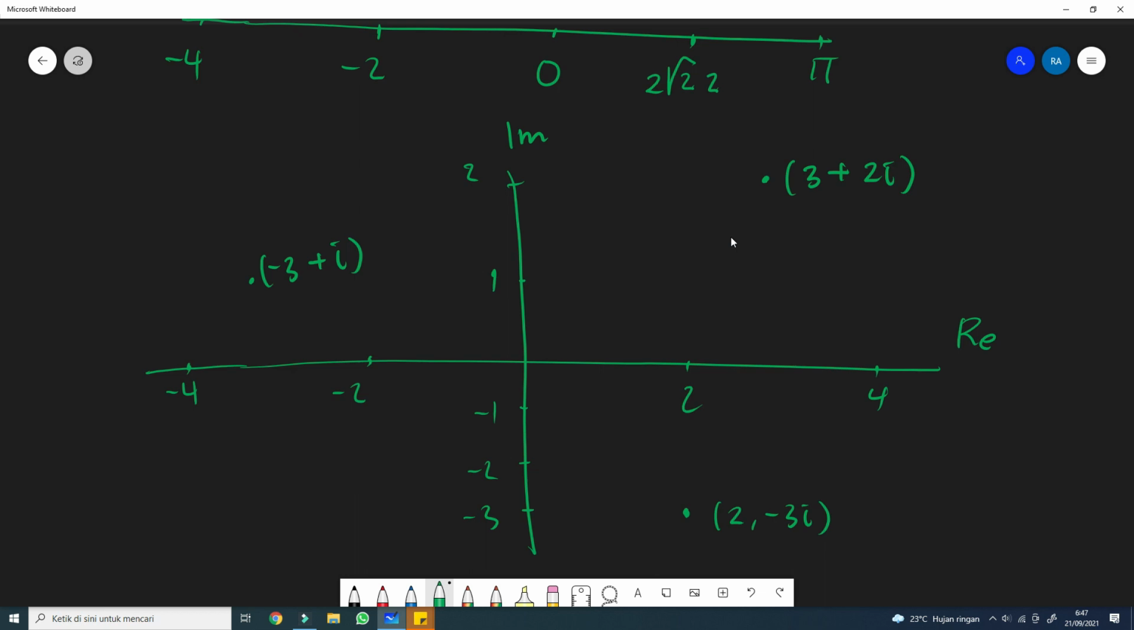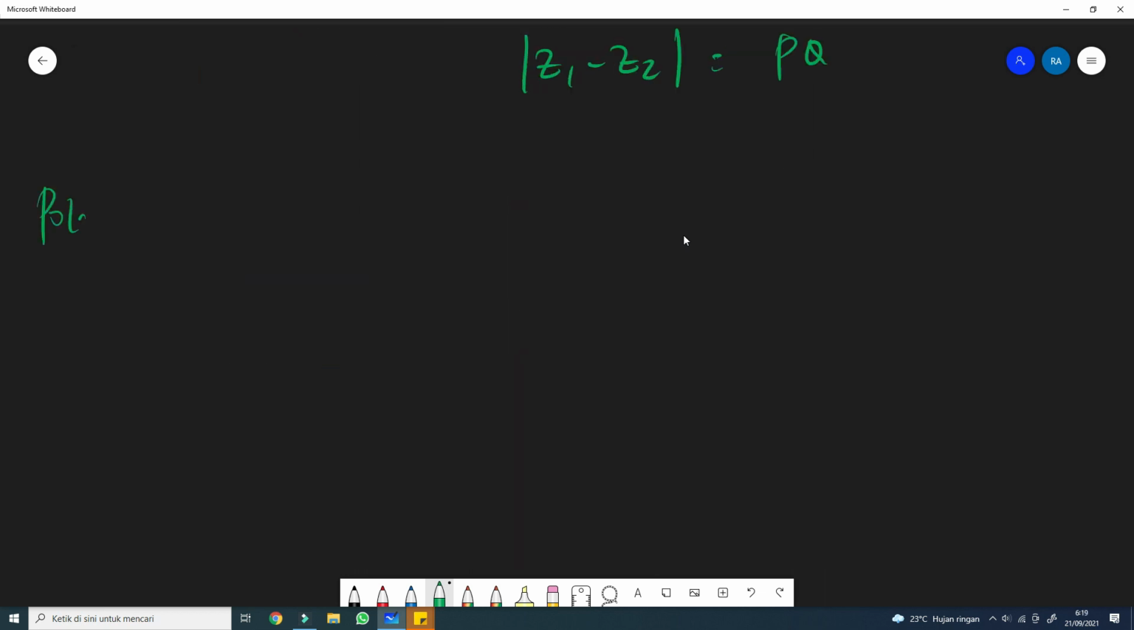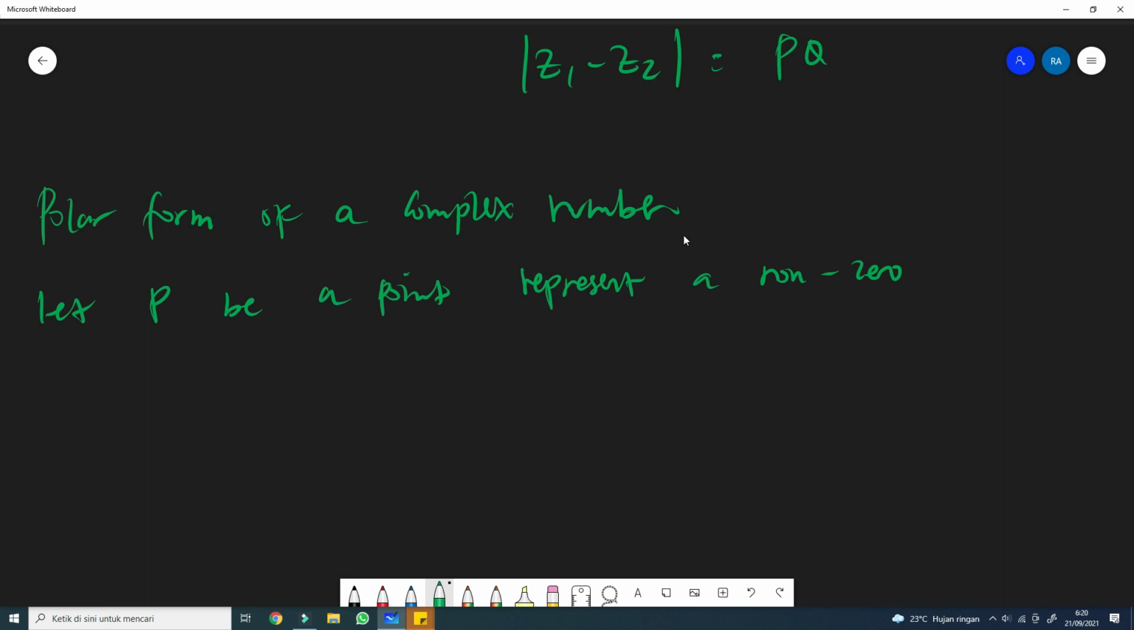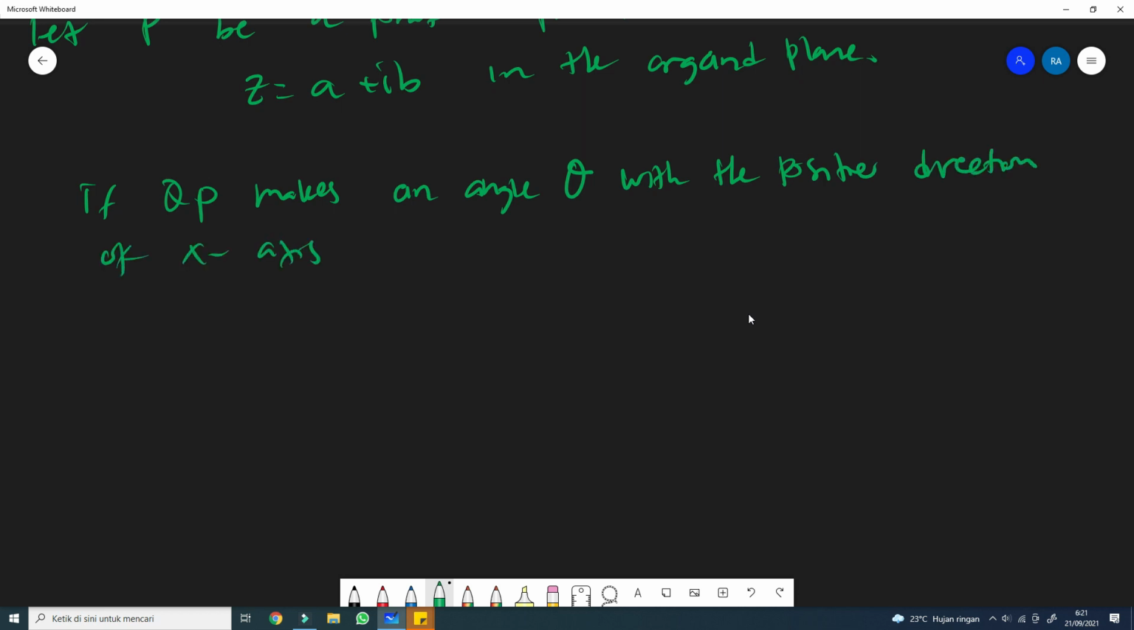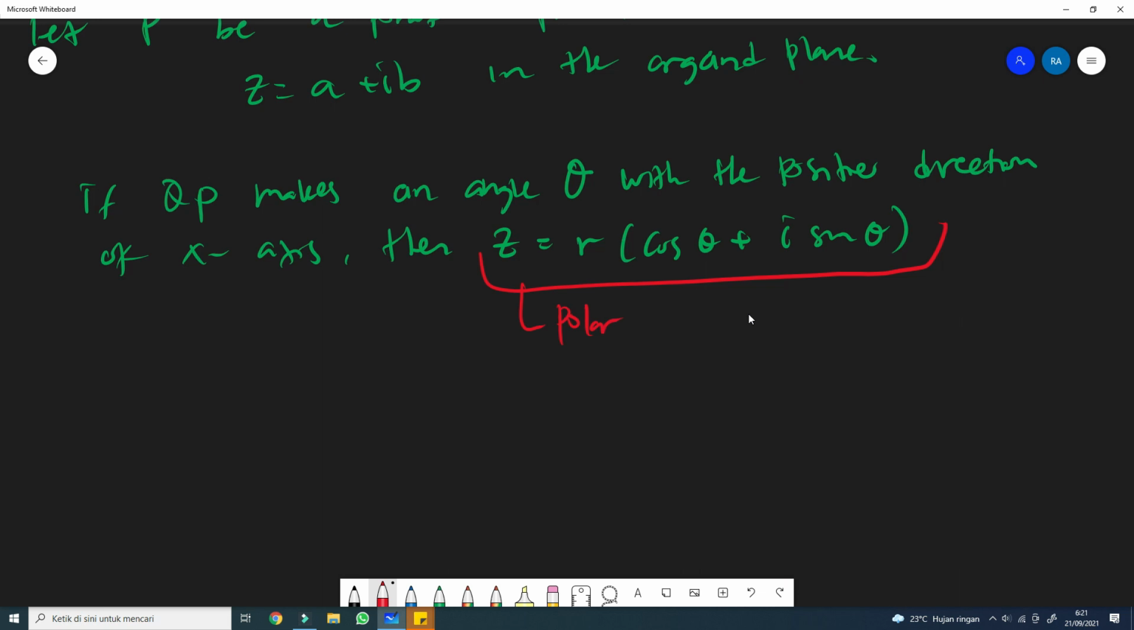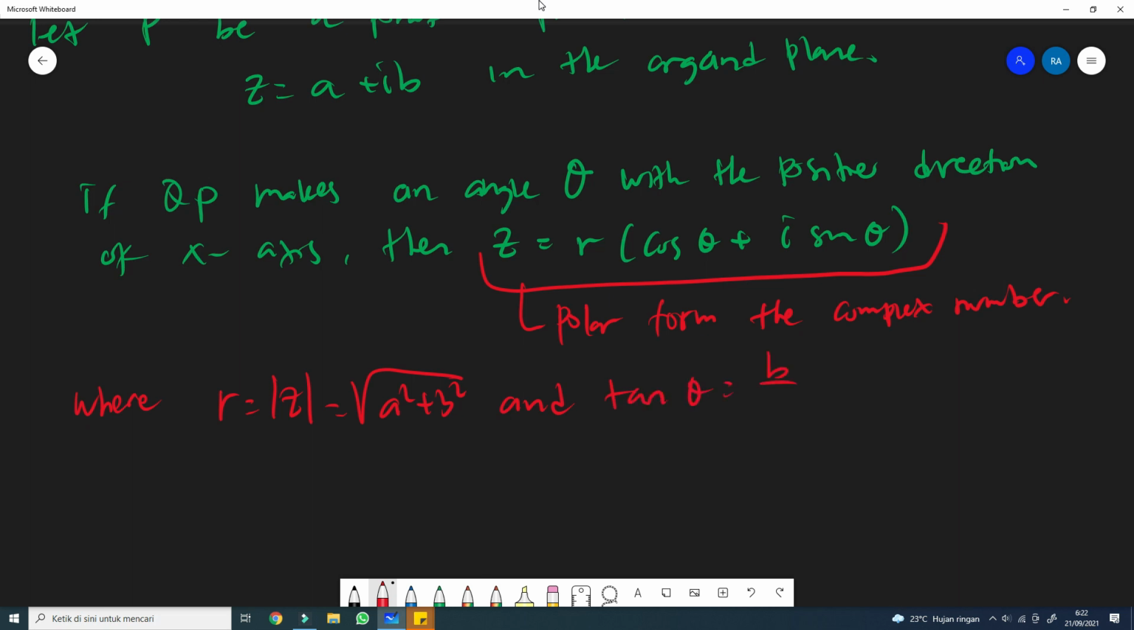We also can represent the polar form of a complex number. Let P be a point representing a non-zero z equals a plus ib in the Argand plane. If OP makes an angle theta with the positive direction of the x-axis, then z equals r(cos theta plus i sin theta). And this is the polar form of the complex number, where r equals |z| equals the root of a squared plus b squared, and tan theta is b over a.